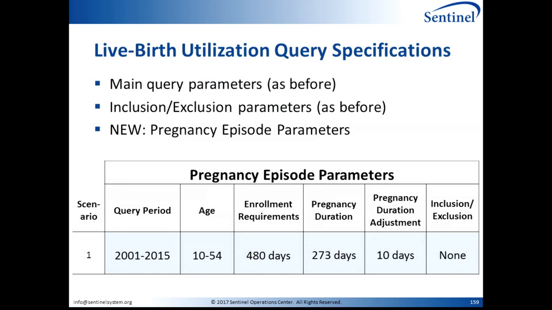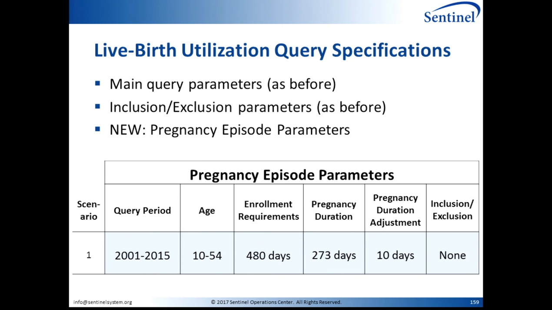And so, as before, we're going to go through and talk about the main parameters that we have. And so we have our general query period. We're going to also look for women of childbearing age. We're going to have enrollment requirements. In this case, we have a 480-day enrollment requirement. The reason why it's longer is I'm going to have to at least include my pregnancy duration and then any inclusion or exclusion I have before that. So that's where that 480 days is.